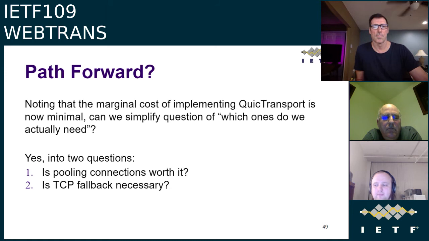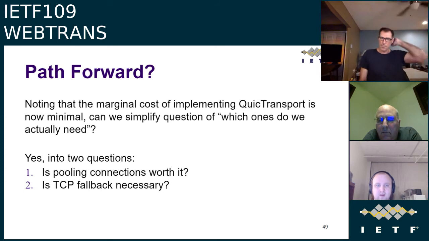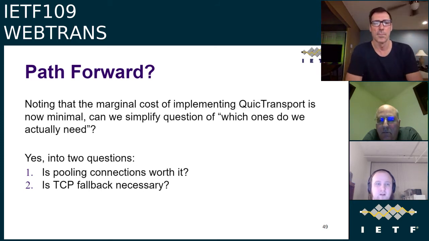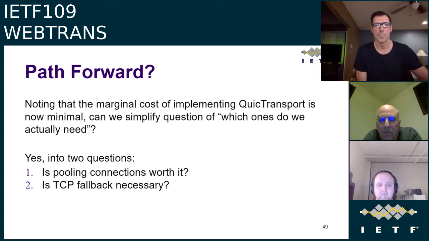Okay. So I think the question I want to highlight is that pooling can mean two different things. One of them is I can pool multiple WebTransport URIs together in the same connection, as I was talking about. The other one is, can I pool WebTransport on the same connection as my HTTP traffic? And they're kind of two separate questions, right? QUIC transport, as it's currently defined, will never let you stick it on your HTTP connection. You'll always need a second connection.